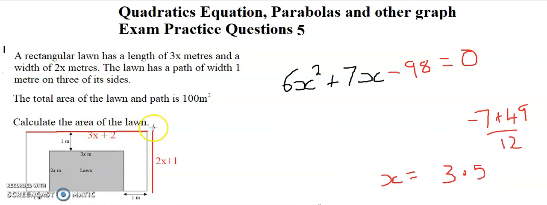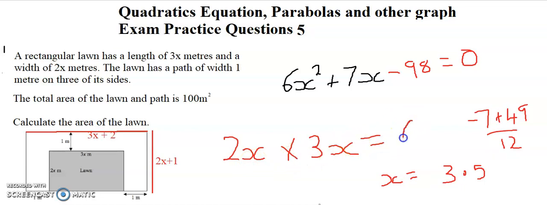So the next thing that we look at after we've got that, we go back to the question. Calculate the area of the lawn. So to work out the area of the lawn, we are going 2x times 3x. We know x is 3.5. So 2x times 3x equals 6x squared. So to work out the area of the lawn, we need to go 6 times 3.5 squared, which gives me 73.5 meters squared is our lawn.